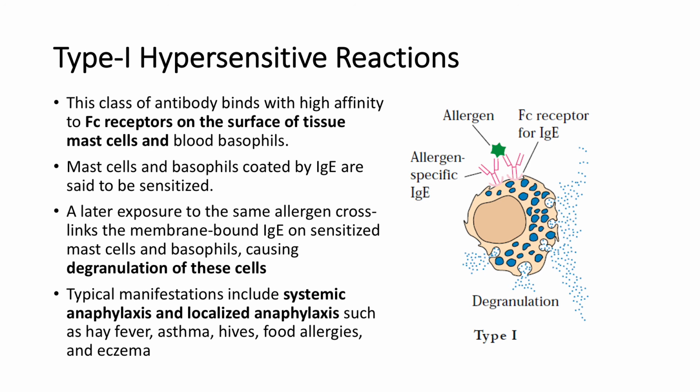Typical manifestations include systemic anaphylaxis and localized anaphylaxis such as hay fever, asthma, hives, food allergy, and eczema. Systemic anaphylaxis is the one where the hypersensitive reaction spreads from one organ to another organ. It is not localized anymore, whereas in the case of localized, it remains in one place.